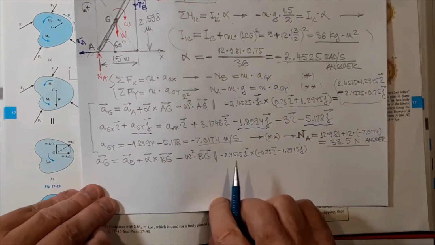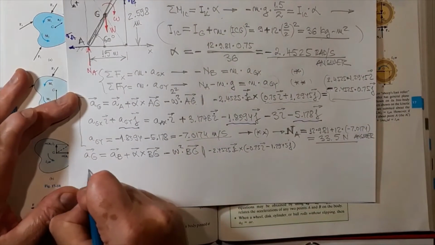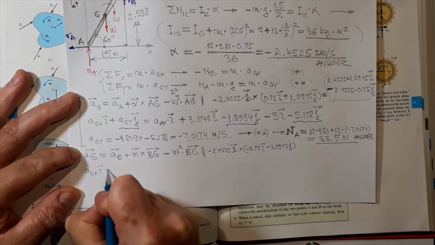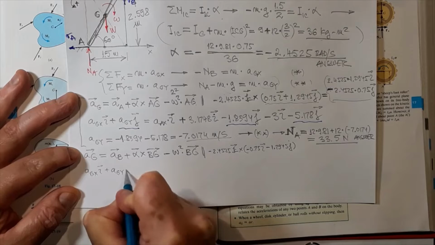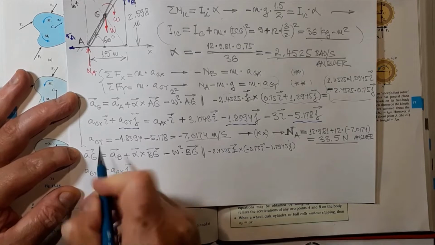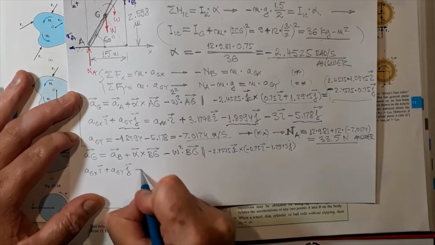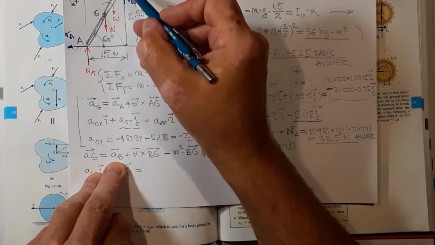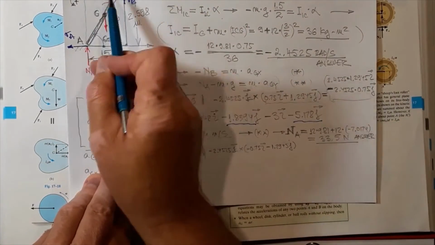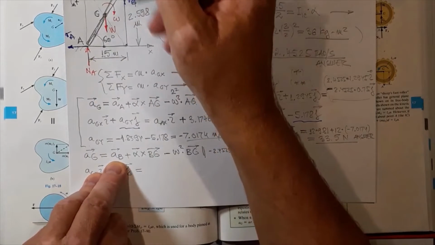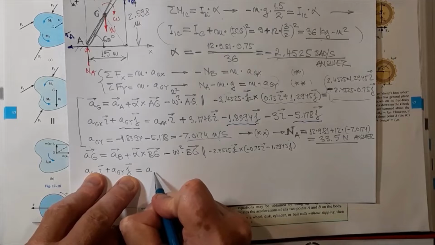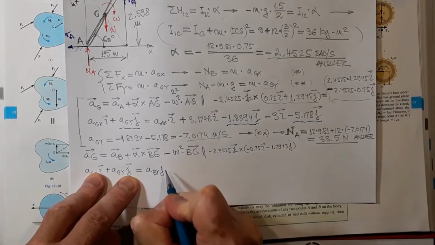So this becomes negative, this becomes positive. All right, so let's see what we have. We have acceleration of G in the x direction times i plus acceleration of G in the y direction times j. It will be this one, same as before, equals. And now I have the acceleration of point B. So acceleration of B is 0 in the x direction, and it has a non-zero value in the y direction. So that's acceleration of B in the y direction times j.